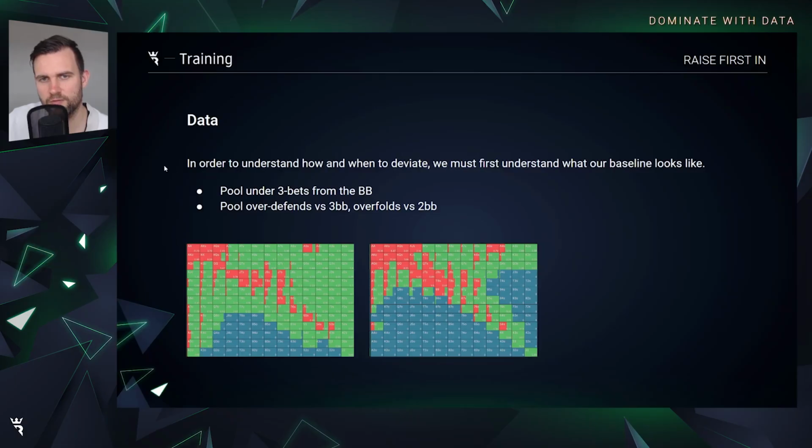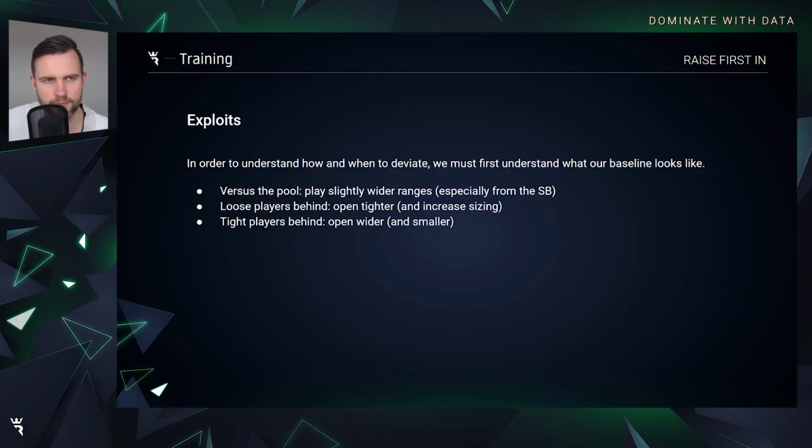So if someone is under 3-betting from the big blinds, then you're able to open quite a bit wider. And this is very true for late position opens, so from the button and the small blind, something to take into consideration. All right, so having said that, we are going to go and look at some of the exploits.